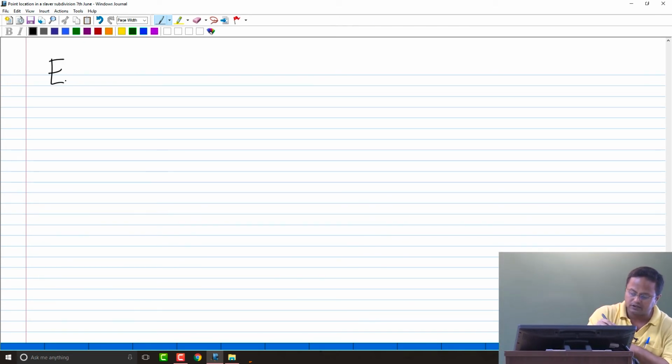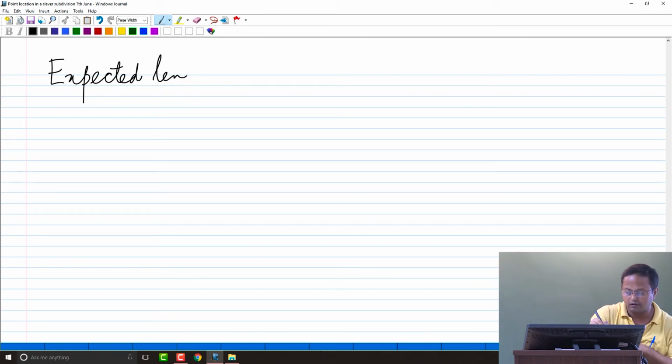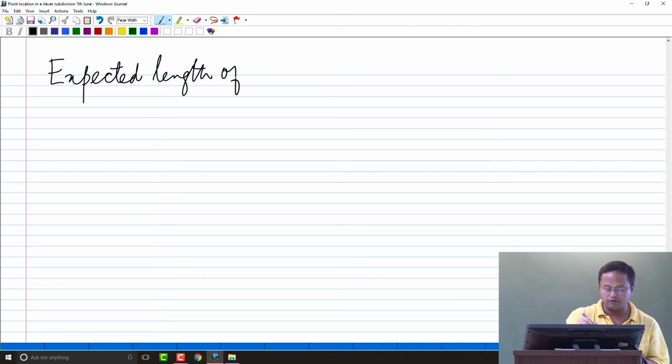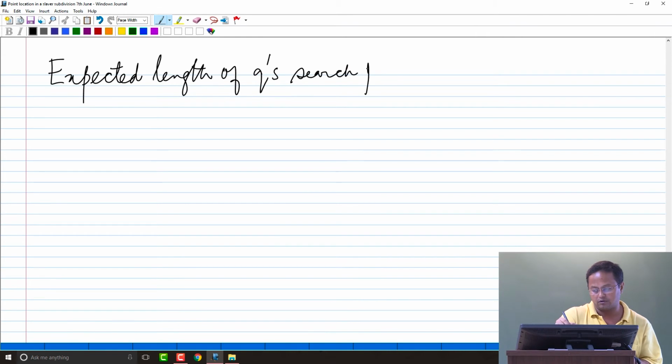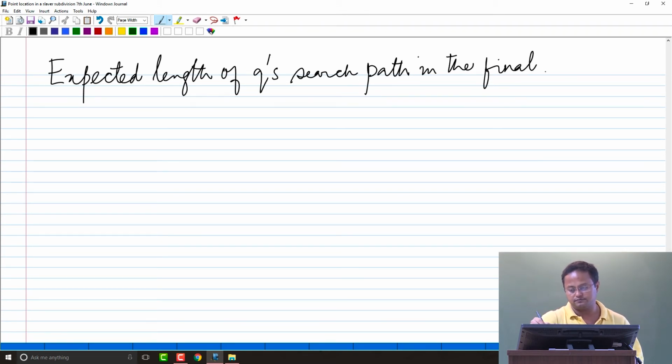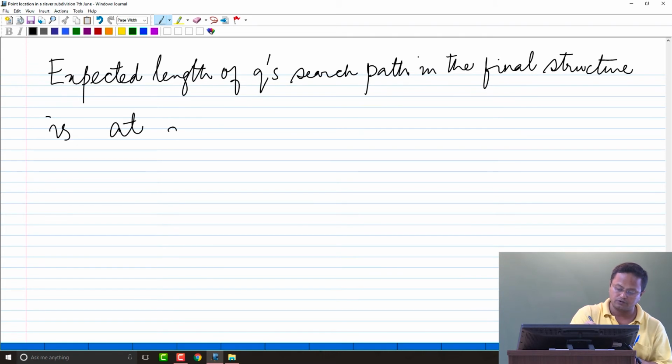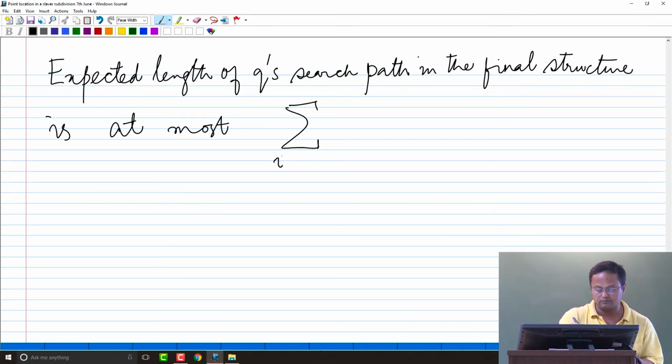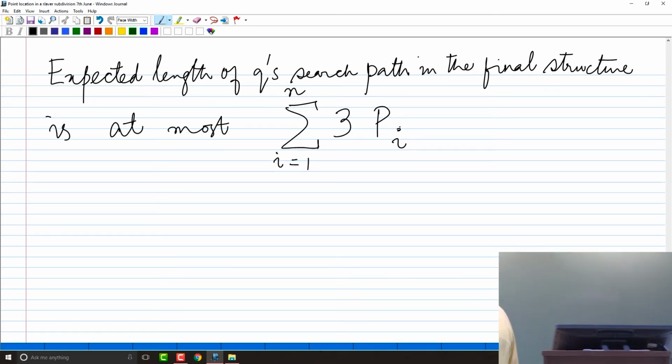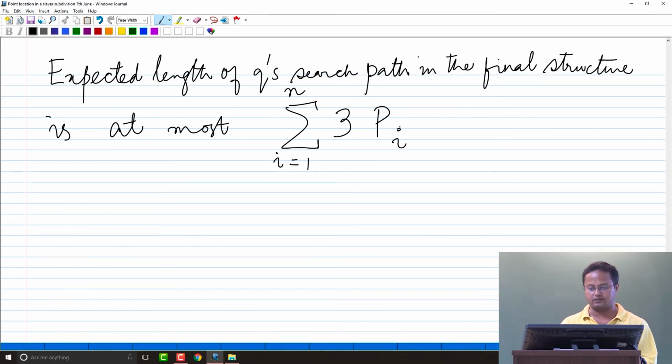Okay, so let us compute this expectation. Expected length of Q's search path in the final structure is at most the sum of expectations. For the maximum I have taken 3, that is the maximum fall that you can have, and pi is the probability. So, I need to just figure out what is pi.